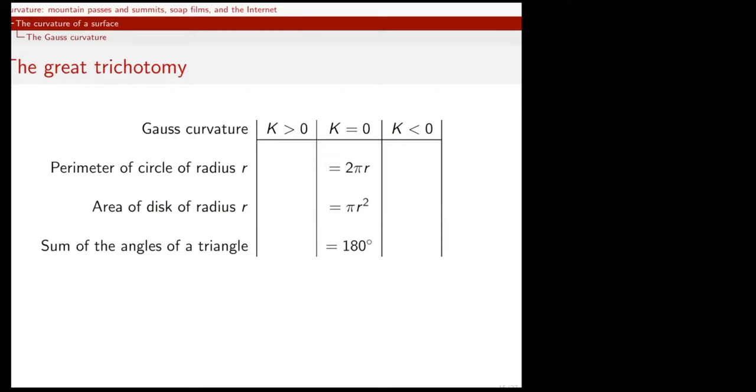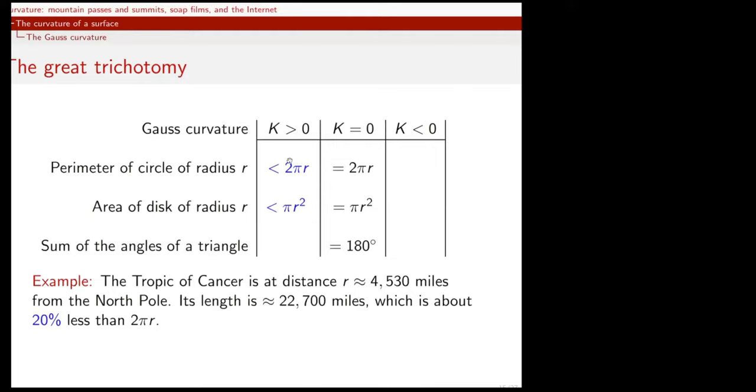When you're at the top of the mountain where the curvature is positive, then this is different. It's not too difficult to imagine. If at the top of a mountain you take a circle of radius r, then the perimeter is less than what you expected. Similarly, the area of a disk is less than you expected. And it's because there is less space. You know, when you're at the top of the mountain, you feel a little constrained. Or, a physical example: a nice surface of positive curvature is the sphere. And in particular, a nice sphere is the Earth.